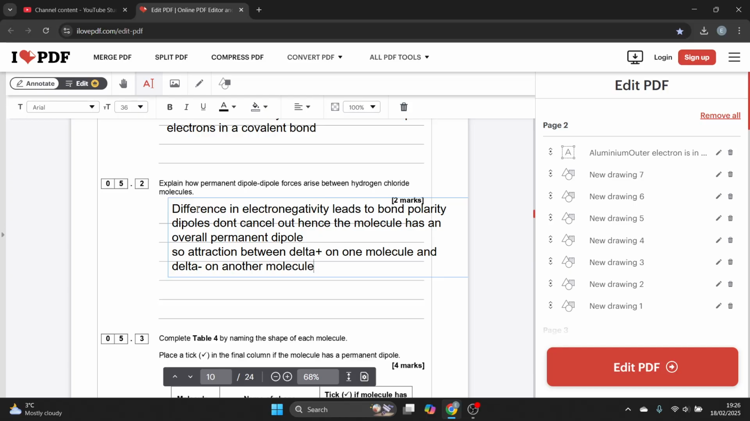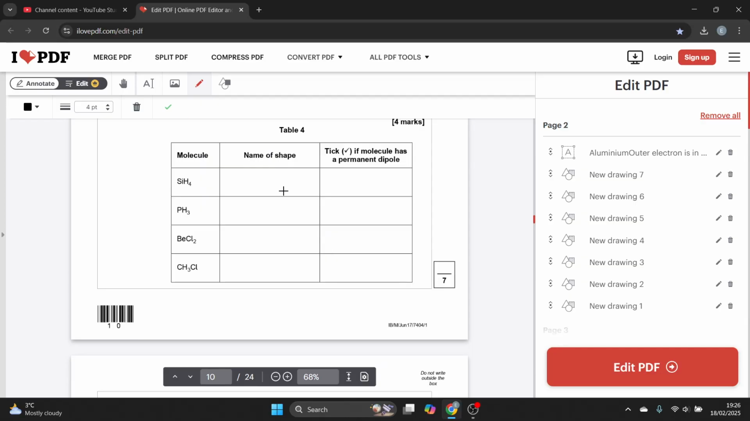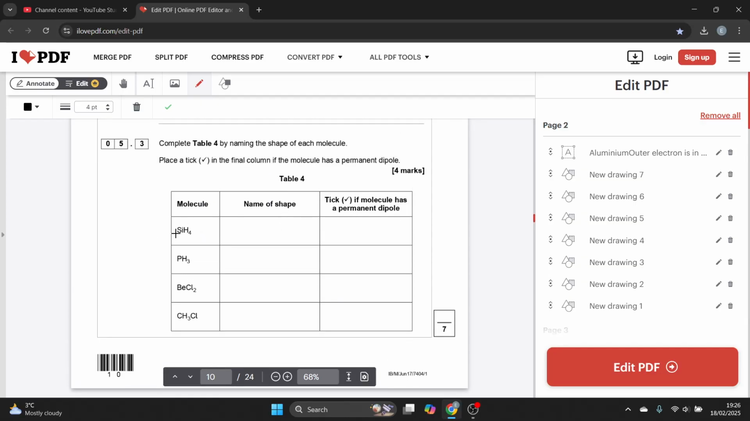But in this case, permanent dipole forces, I want to compare it. In this case, well, difference in electronegativity leads to bond polarity. That's number one, the important thing. And then say, therefore, the dipoles don't cancel out, so molecules have an overall permanent dipole. So there's attraction between delta positive on one molecule and delta negative on another molecule. Name the shape of this and tick if it has a permanent dipole. SiH4, no. PH3, yes. These two are completely symmetrical. The names of the shapes, so you need to do all of them.